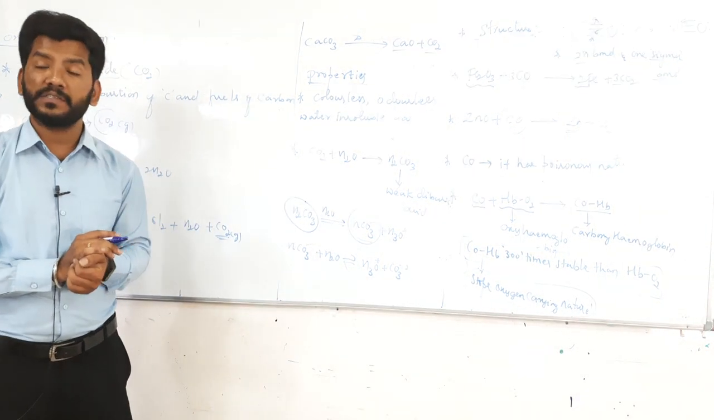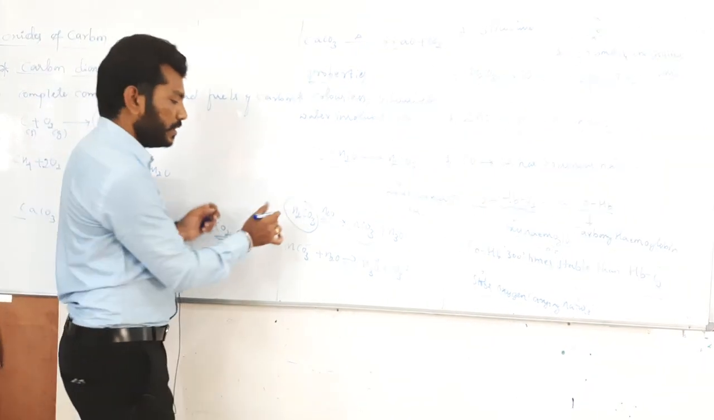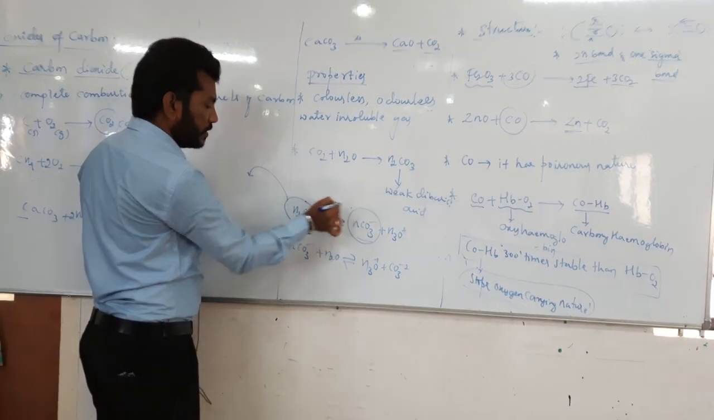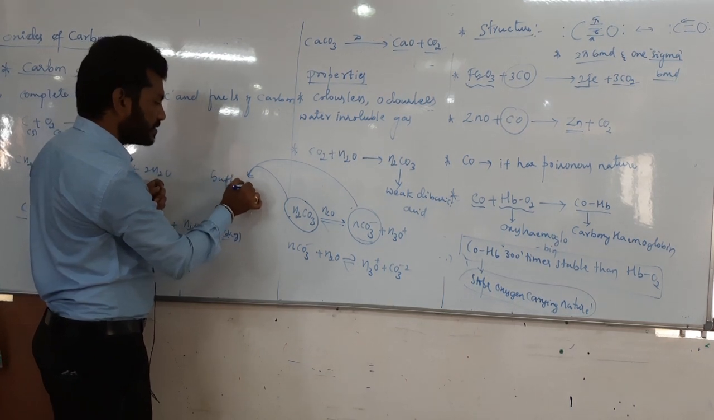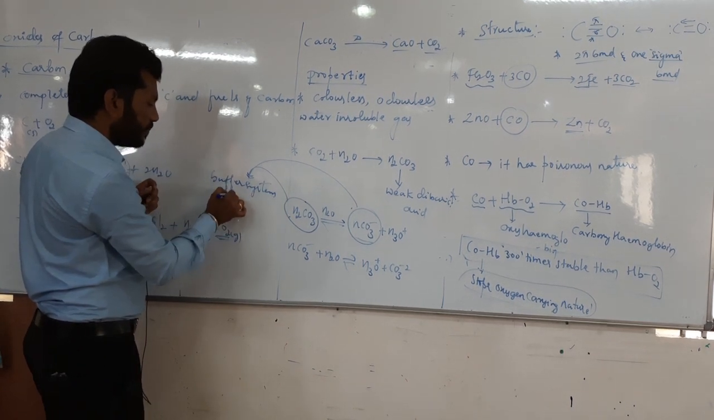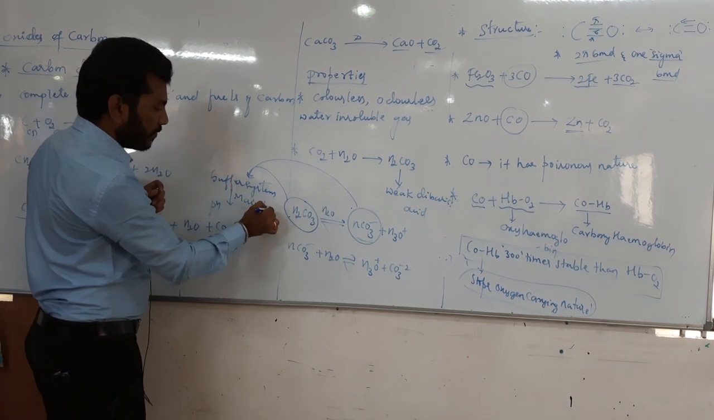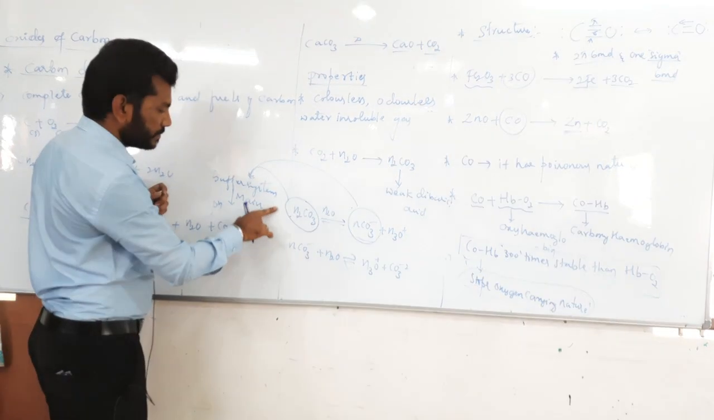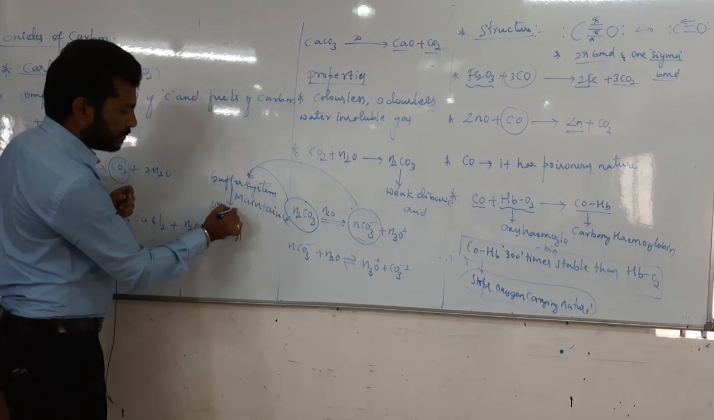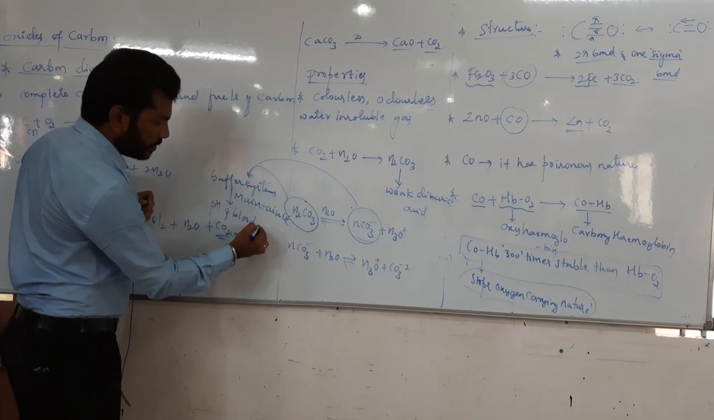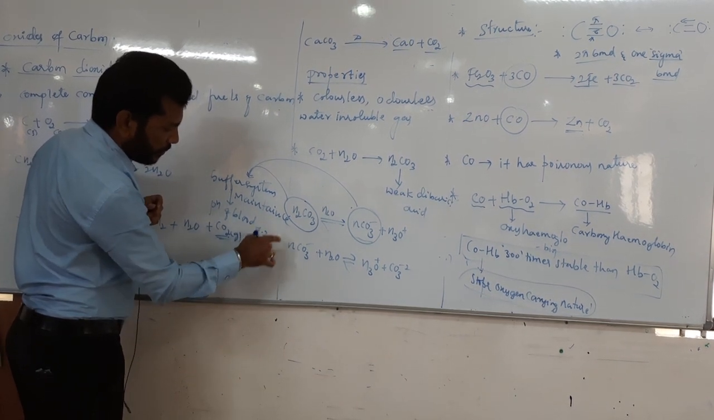Okay, so their buffer system maintains the pH value of the blood. So the buffer system of these two compounds, carbonic acid and bicarbonate, maintains the pH of the blood, which is about 7.26, sorry, 7.42.